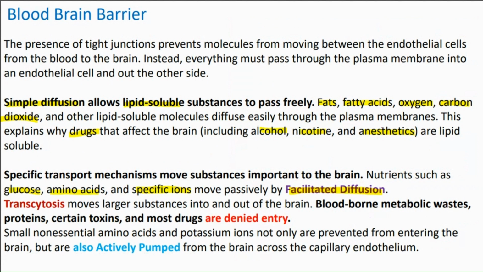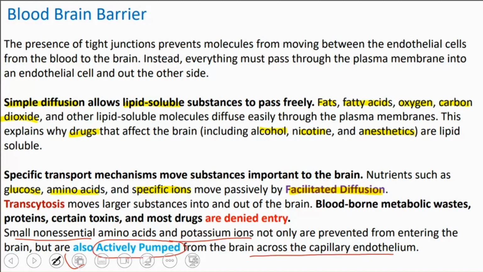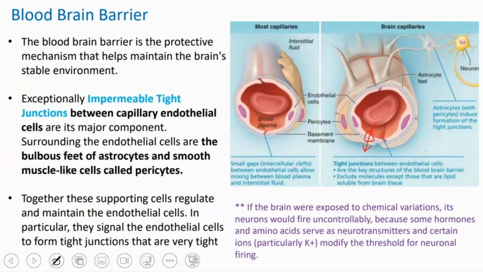Also, some amino acids, the non-essential amino acids or the potassium ions, will be pumped actively from the brain to the blood, and we don't want them in the brain. So what happens here, we have a pump through the endothelial cells or through the blood-brain barrier that will allow for active pumping of potassium ions and non-essential amino acids from the brain to the capillary blood. Okay, across the capillary endothelium.